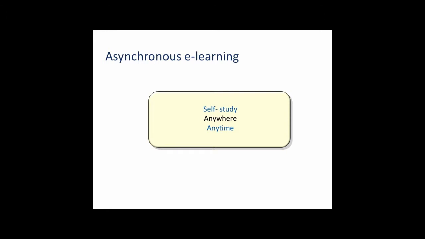So what is asynchronous e-learning? This is individual self-study that can be anywhere and at any time. So it's left up to the student to decide where they're going to do their learning and the time that they're going to do their learning. And this is exactly how most of our online learning in our courses, and especially this course, is going to take place.